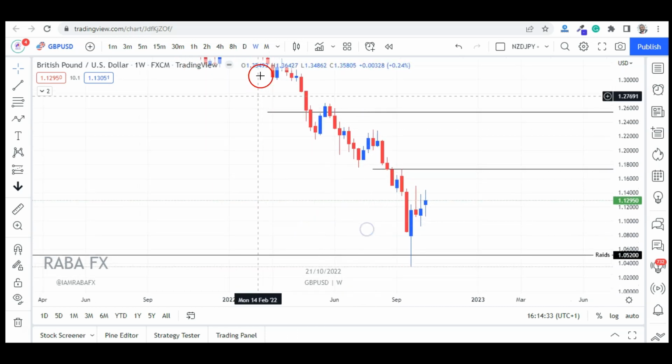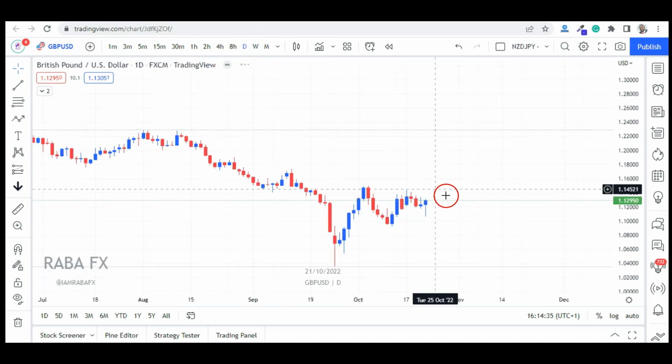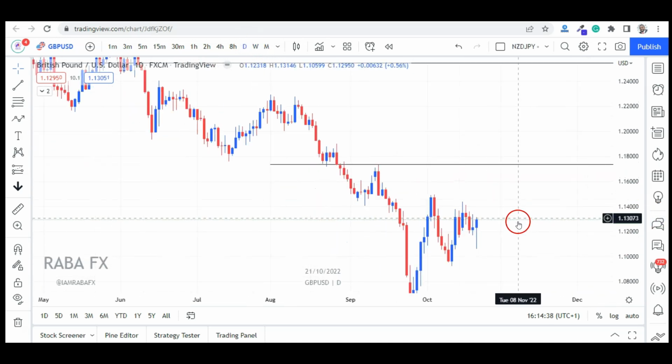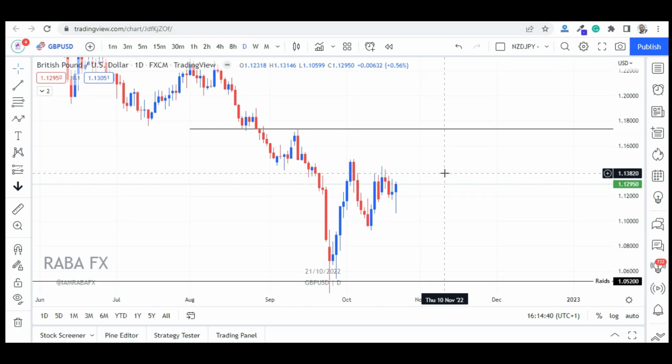Always bring in liquidity into your analysis. Same thing with daily. I stopped there at daily. Anything aside from daily, I'm not interested. I'm not looking at the 4-hour high and low. No, daily, weekly, and monthly only.